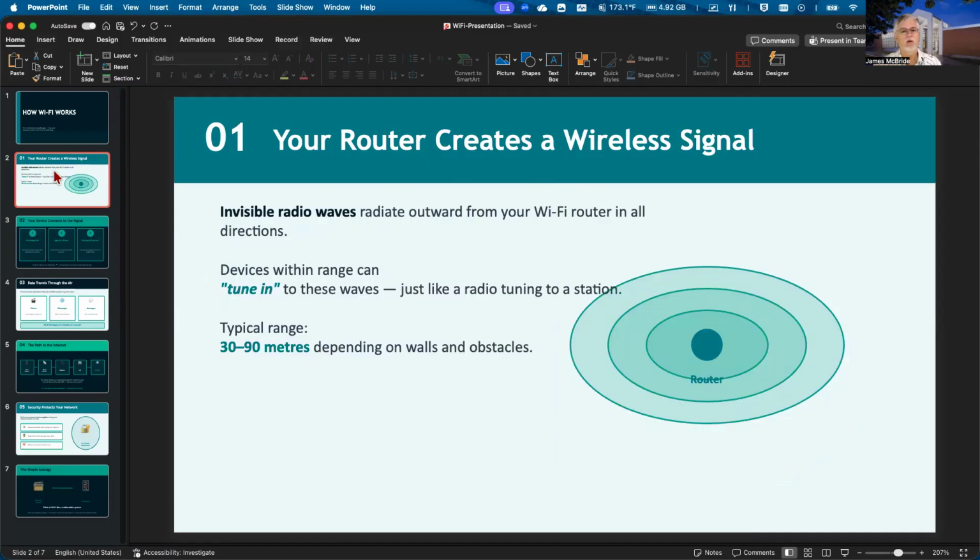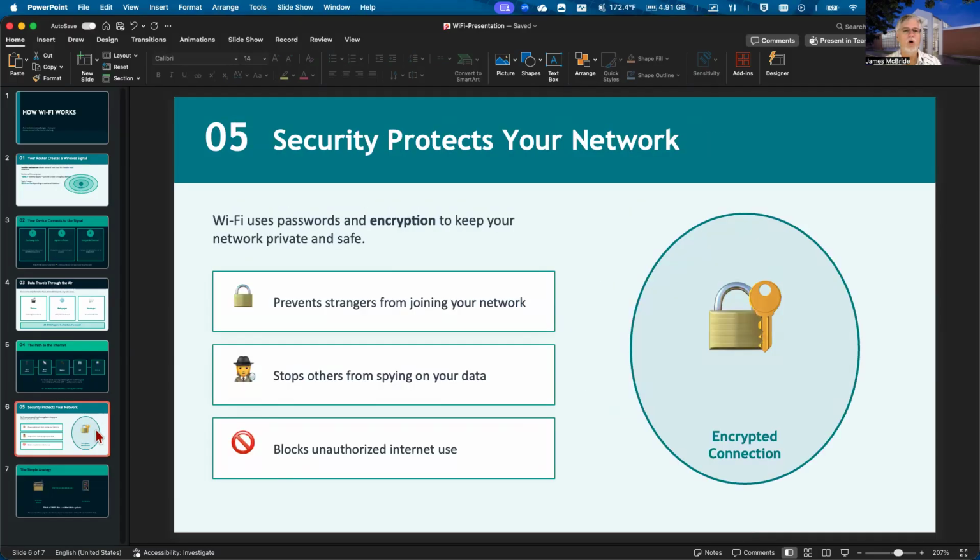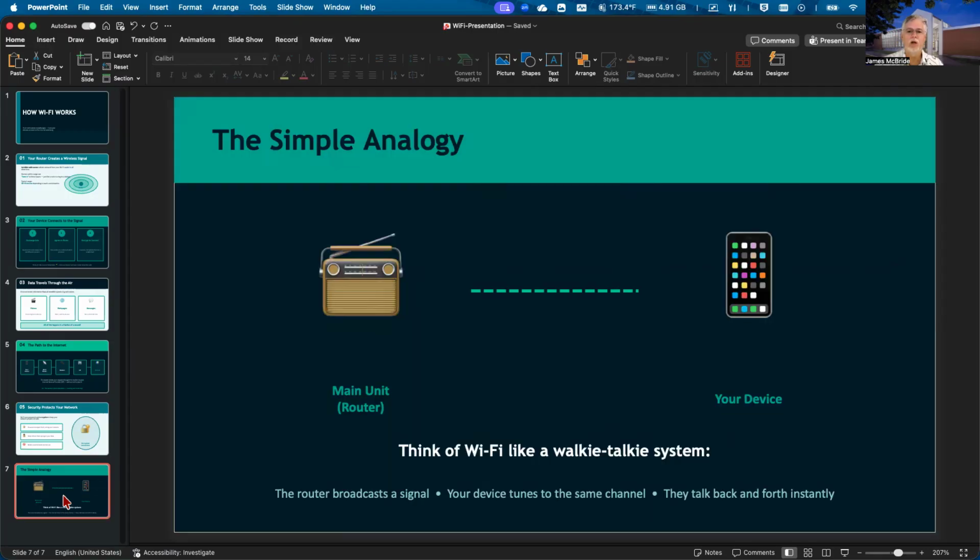So when you're sitting there in a restaurant and you're connected to their Wi-Fi and so is everybody else, their signal is hitting your phone. Your signal is hitting their phone. That's the way it works. So you definitely want that encryption going so that they can't just spy on your data. And then, of course, it prevents strangers from joining your network. It blocks unauthorized internet use, because you don't want them on your internet.